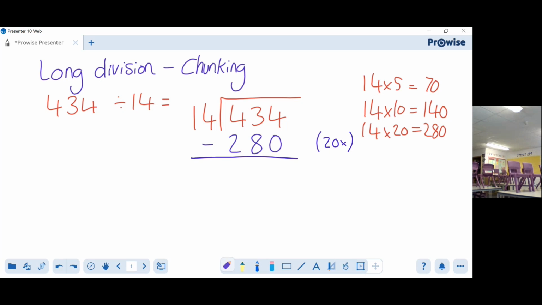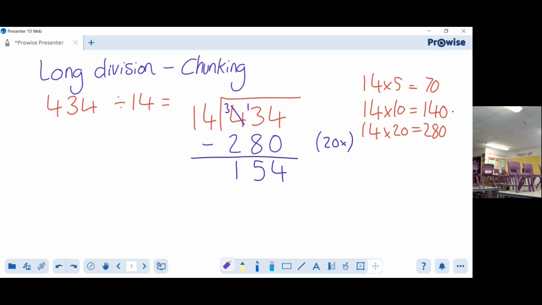Draw my line underneath. I'm going to do my subtraction. 4 take away nothing is 4. 3 take away 8 I can't do because I don't want to go down into minus numbers. So I'm going to go over here. I'm going to take 1 from there and put him back over there. I'm going to steal him from that side. And then I'm going to do 13 take away 8, which is then 5, and 3 take away 2, which is 1. We're in a nice position now. So now we're down to 154.